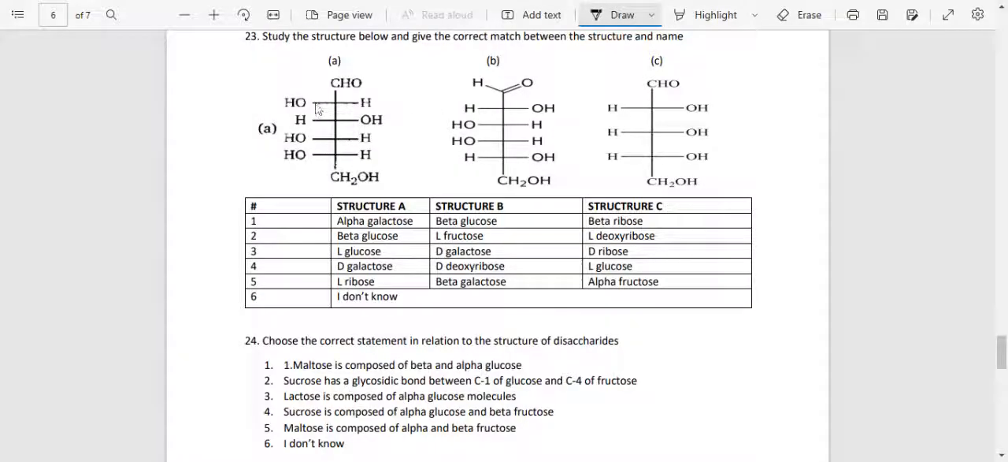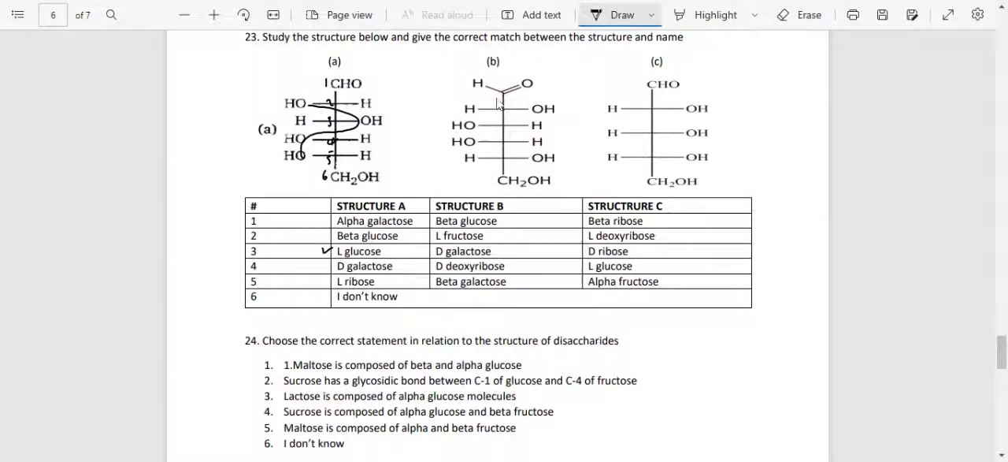If we look at the first one, how many carbons does it have? 1, 2, 3, 4, 5 here, and 6, meaning that this is a hexose sugar. And look at the way the hydroxides are. The hydroxide is here, another hydroxide here, another hydroxide here. So whenever you see this kind of shape, this is glucose. Now, because the OHs are more concentrated on the left, this is going to be L-glucose.